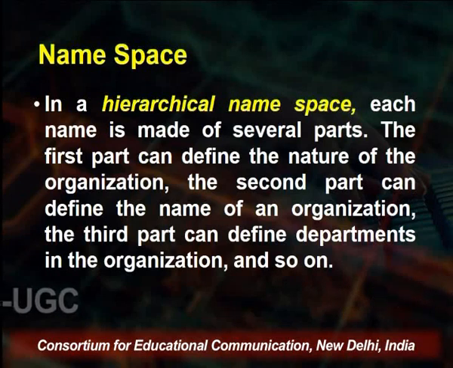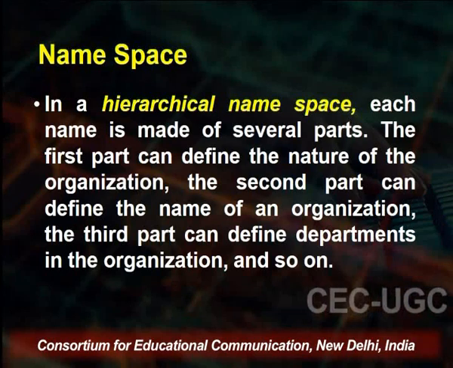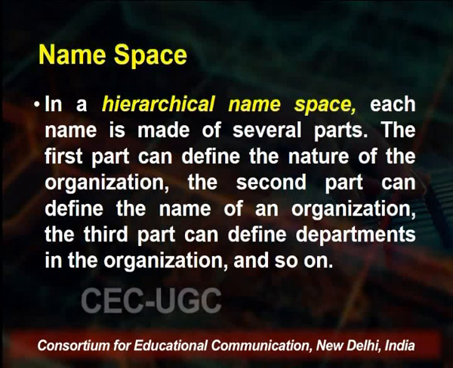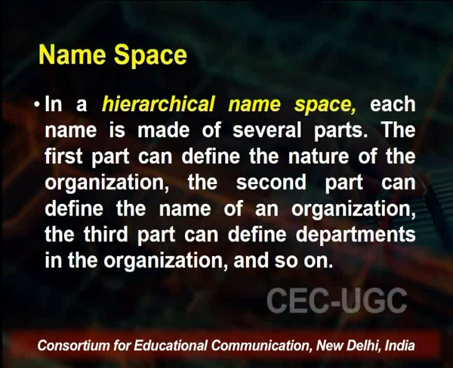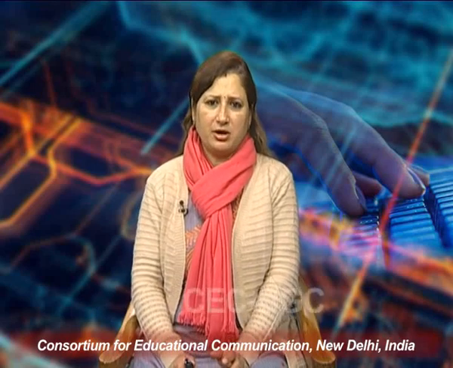So the first part can define the nature of the organization, the second part can define the name of the organization, the third part can define the departments in the organization, and so on. So it is not one flat name, but it has different parts, and each part has its significance. In a hierarchical structure, unique naming becomes very easy. And in this case, there need not be a single centralized authority assigning everything. The whole thing will be decentralized.